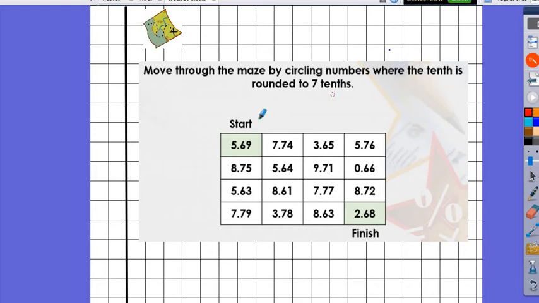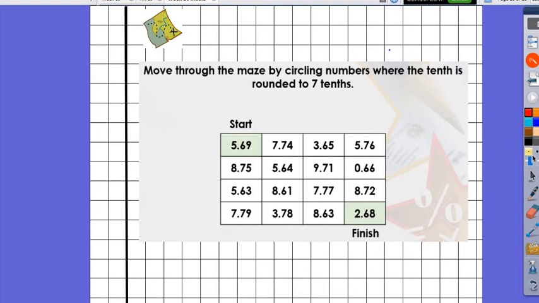So we're starting with 5.69, and again, remember, just a small change for some of you. Some of you are still saying 5.69 as sixty-nine. Really important that you pronounce each digit individually after the decimal point. So 5.69. We're looking at these two numbers. We can't move diagonally. We have to move from side or down. So let's have a look here.